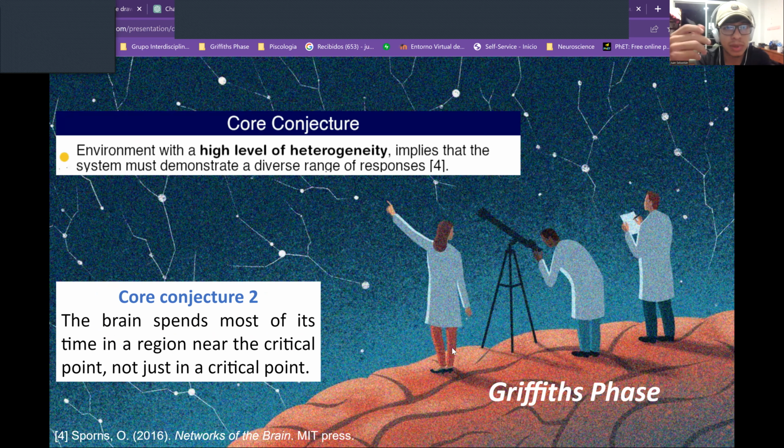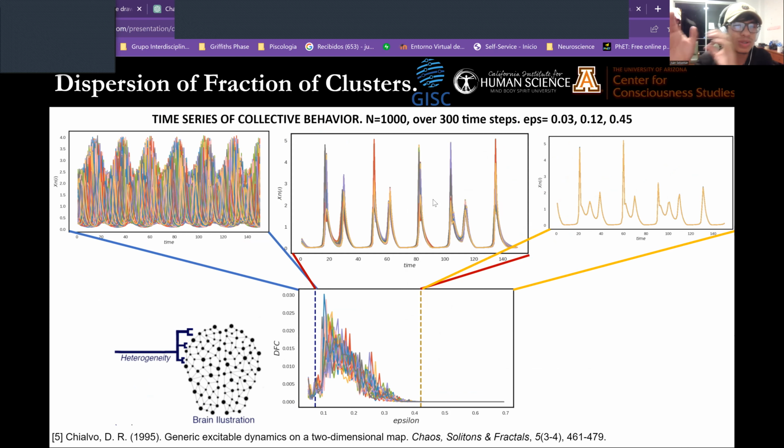But as you know, in physics, when you work with scale-invariant systems, you cannot use the usual measures such as the mean field, because these don't detect the heavy-tailed distributions. So in our case, we developed one measure. This measure is called the dispersion of the fraction of clusters, as you can see in the plot below. And with this measure, the peak detects the Griffiths phase.